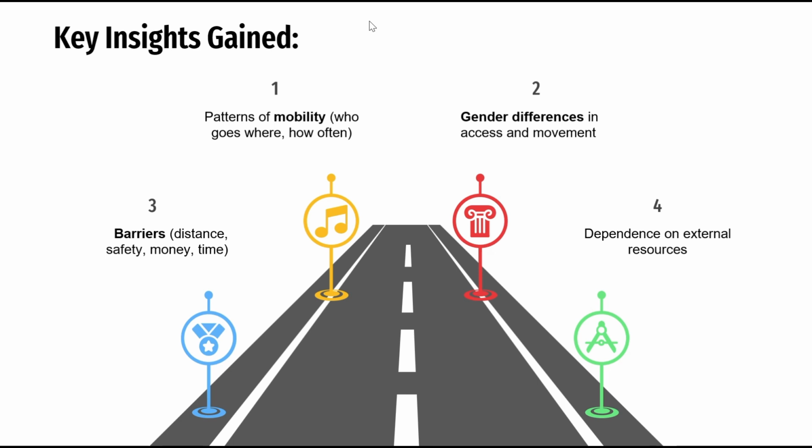Mobility maps give us so many cool insights. We can see how far people have to travel just to reach basic stuff, whether women have more limited movement than men, what things are close and what are far, and where people are depending on outsiders. These are the things you can't always find out from just a survey or questionnaire.